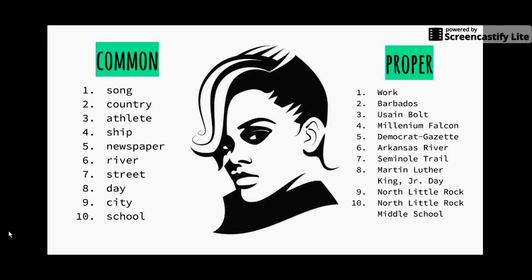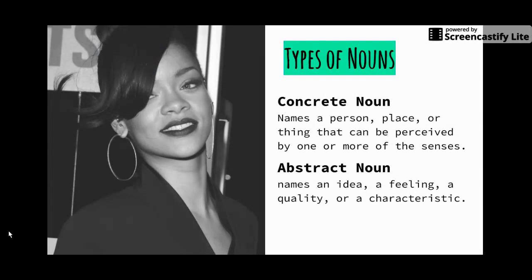Now, there is another way to divide all nouns into two categories, concrete and abstract. And this one can be a little trickier than common and proper, because a concrete noun names a person, place, or thing that can be perceived by one or more of the senses, whereas an abstract noun names an idea, a feeling, a quality, or a characteristic. And this can get tricky because sometimes you could fight about whether or not something can be perceived, like music or a sound. Sometimes that's tricky, but don't get too hung up on the trickiness of it.